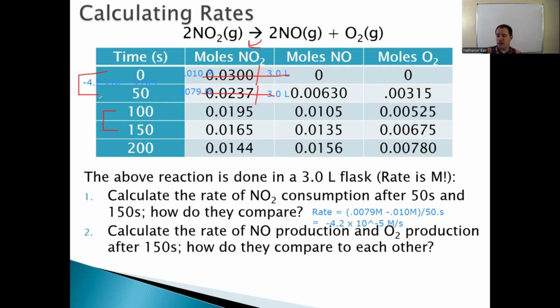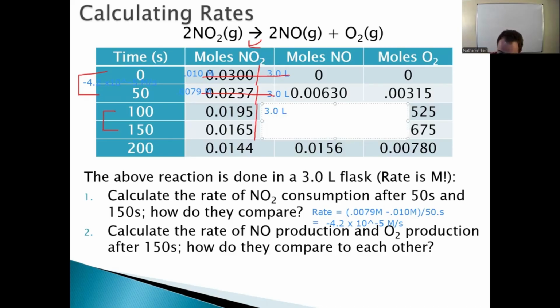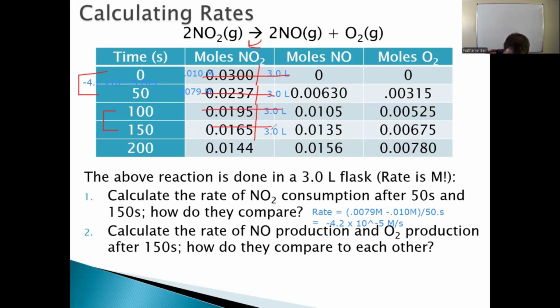Now I want to actually calculate it, and we're going to compare. So I want to do from 100 to 150 seconds. The first thing we have to do is once again divide both of those values by 3.0 liters. We've got to divide by the volume and turn these into concentrations. So let's do that. 0.0195 divided by 3. I'm going to switch to red because that blue is just not showing up. That's going to be 0.0065 molar, right?